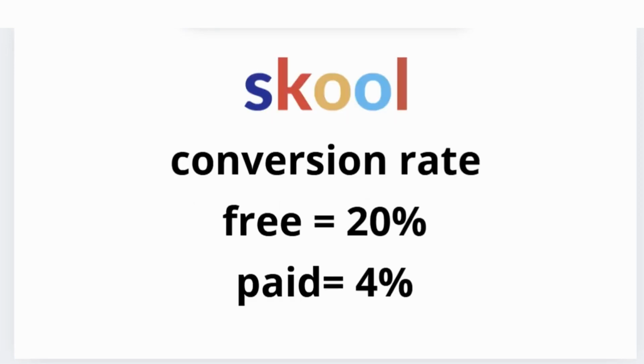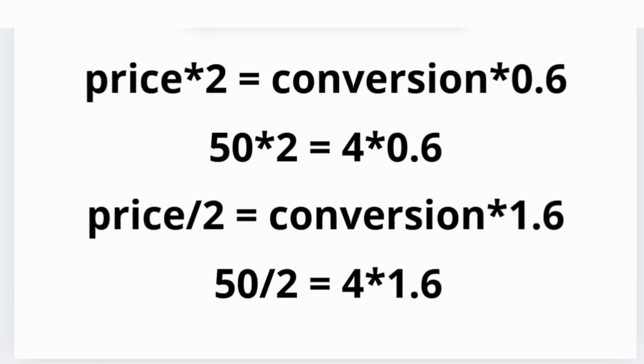Next, go to the Analytics and Skool and look at how many people actually bought your product. In particular, look at the conversion rate. The average conversion for a free community is 20%, and for a paid community, it's 4%. Of course, you can assume that since the average cost of a community is $50, your conversion rate changes based on the price of the product. So, if your product is twice as expensive, then multiply the conversion rate of 4 by 0.6. And if it's half as expensive, then multiply it by 1.6. Keep doing this until you get the price of your community.